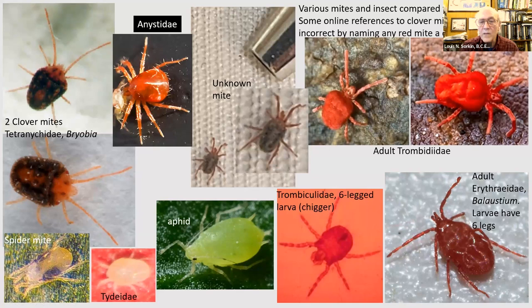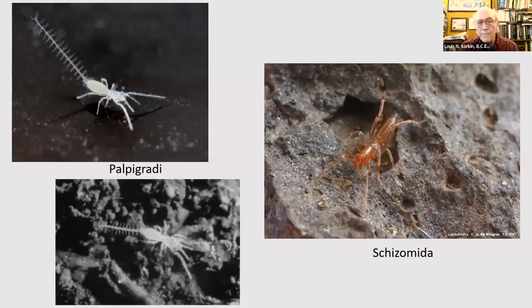But six-legged larvae and eight-legged nymphs and adults. Sometimes the immature stage of mites can be parasitic, and then the nymphs and adults are predaceous, sometimes on insect eggs, mite eggs, or insects and mites and other small arthropods.